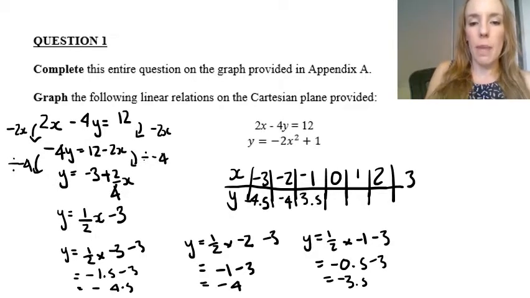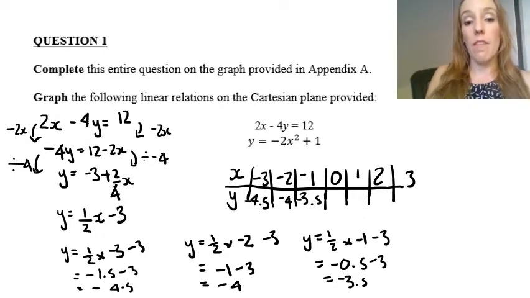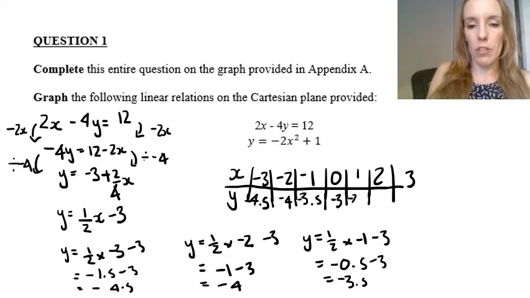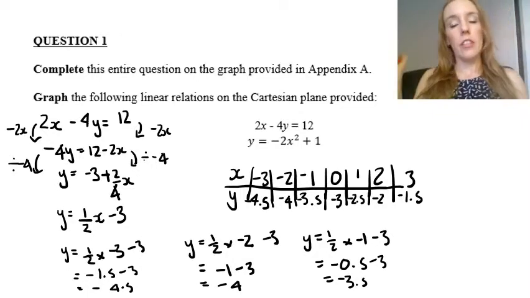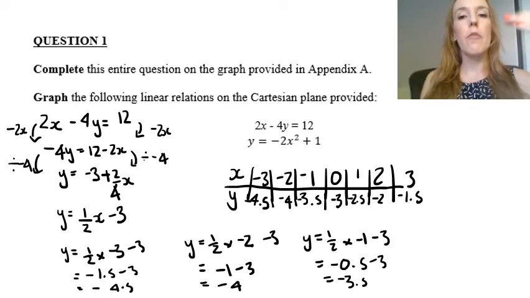So you can see I've got a pattern here. Every time my y value is actually going down by 1/2. So I'm just going to fill in that pattern for the rest of my values. Okay, so that would be my table of values for the first one. And in your book, you'd record that.